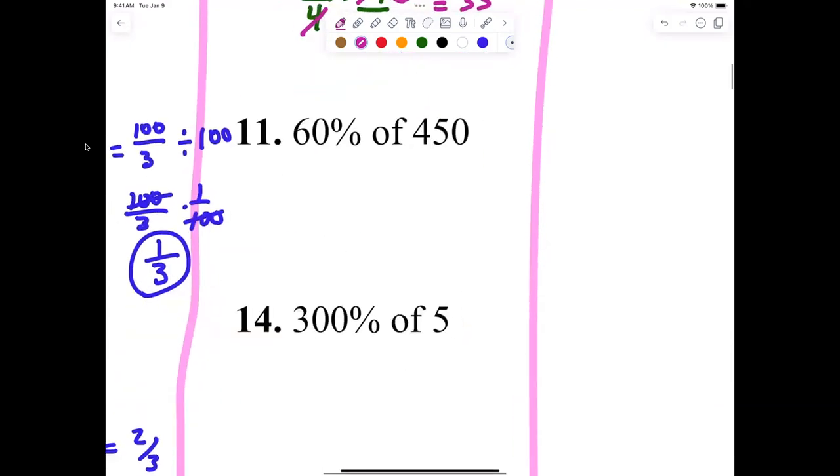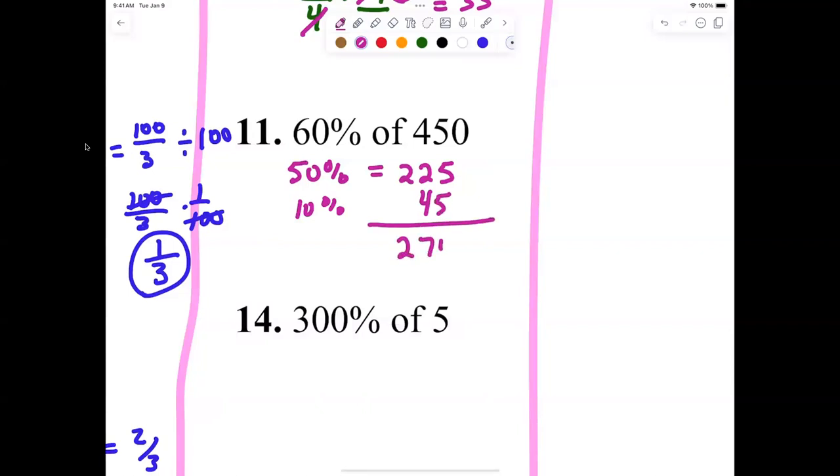So now 60%. In my opinion, 60% is 50% and 10%. That was always the easy way for me. I know you can do 10% and multiply by 6. But to me, half of 450 was not a problem. 50% of 450 was 225. And 10% is 45. So I add that together, 270.